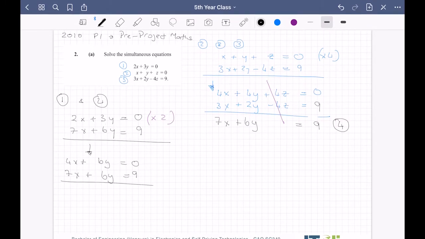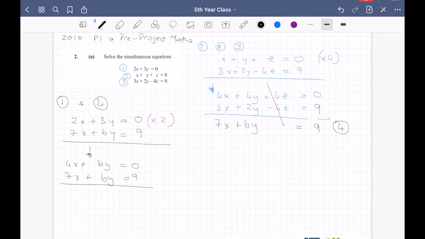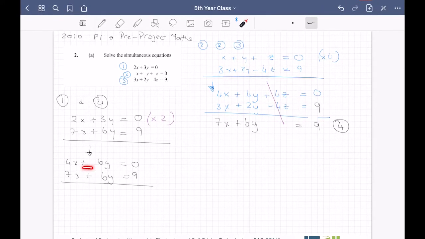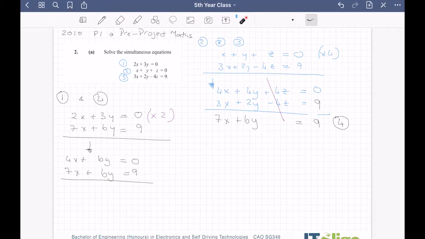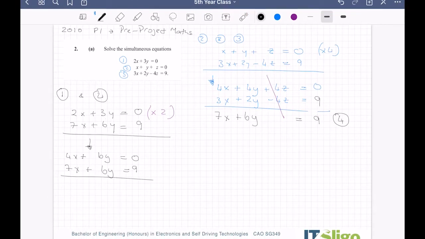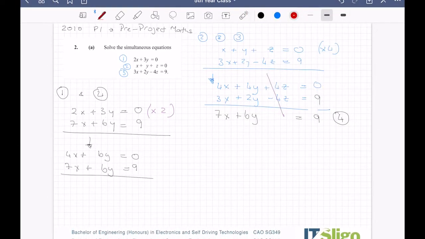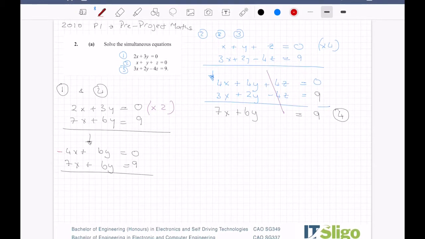It doesn't cancel at the moment because if you look at the y's, I have plus 6 plus 6. They don't cancel to 0. If I add them, they get 12. So they're not cancelling. What I need to do is change the sign all the way across on one of them. It doesn't matter which one you change. I'm going to change the top.